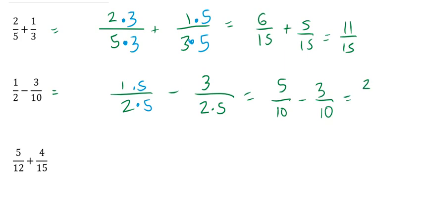5 tenths minus 3 tenths makes 2 tenths. Before I move on, I pause to see if it simplifies. Yep, simplifies to 1/5.